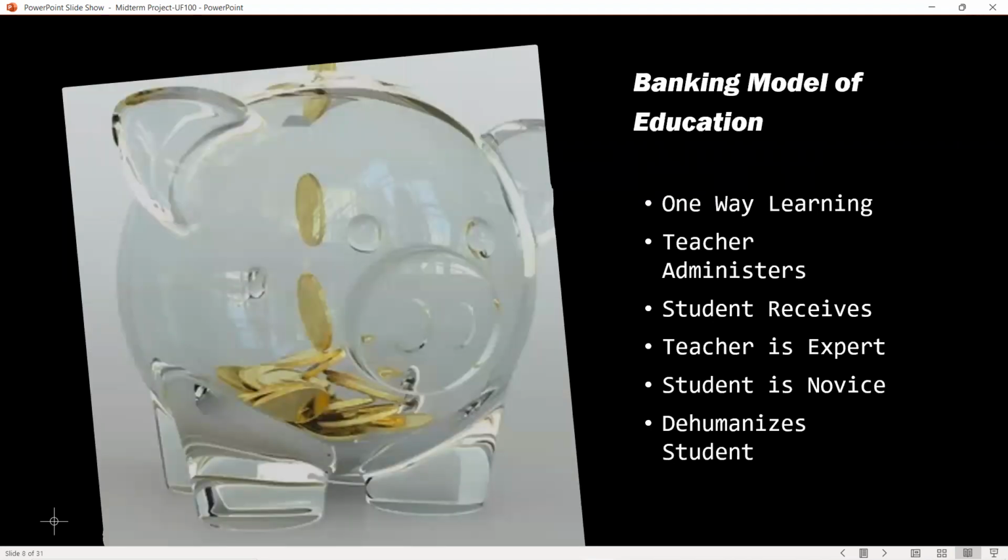The banking model of education consists of one-way learning where the teacher administers knowledge and the student receives knowledge. The teacher is an expert in his or her field while the student is a novice and knows nothing. And at the very end, the banking model dehumanizes the student.